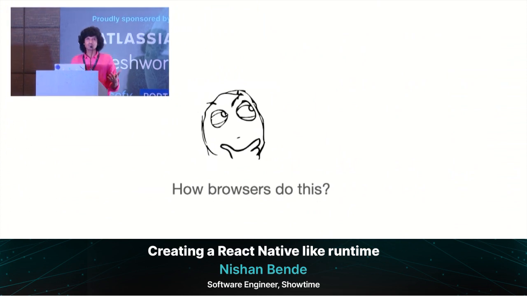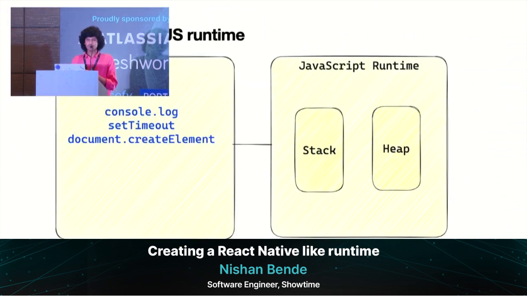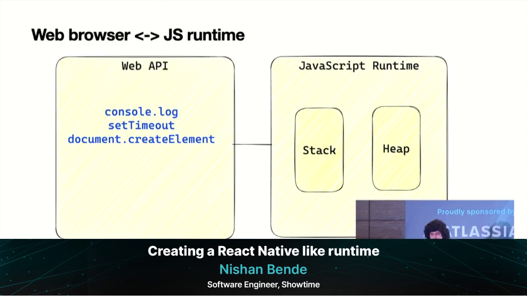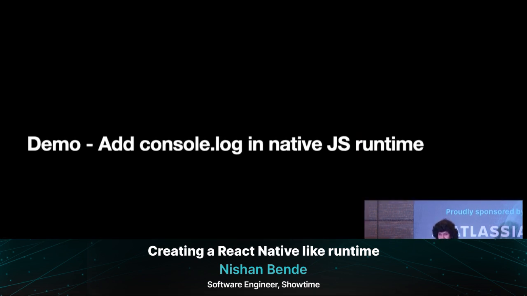So we'll see how browsers add this. A browser has something called Web API, where you have console.log, setTimeout, document.createElement, and we can use this in our JavaScript code, and that's somehow bound to the JavaScript runtime. That's how we are able to use these APIs in our JavaScript code in the browser. In this demo number 2, we'll try to add console.log into our native JS runtime.